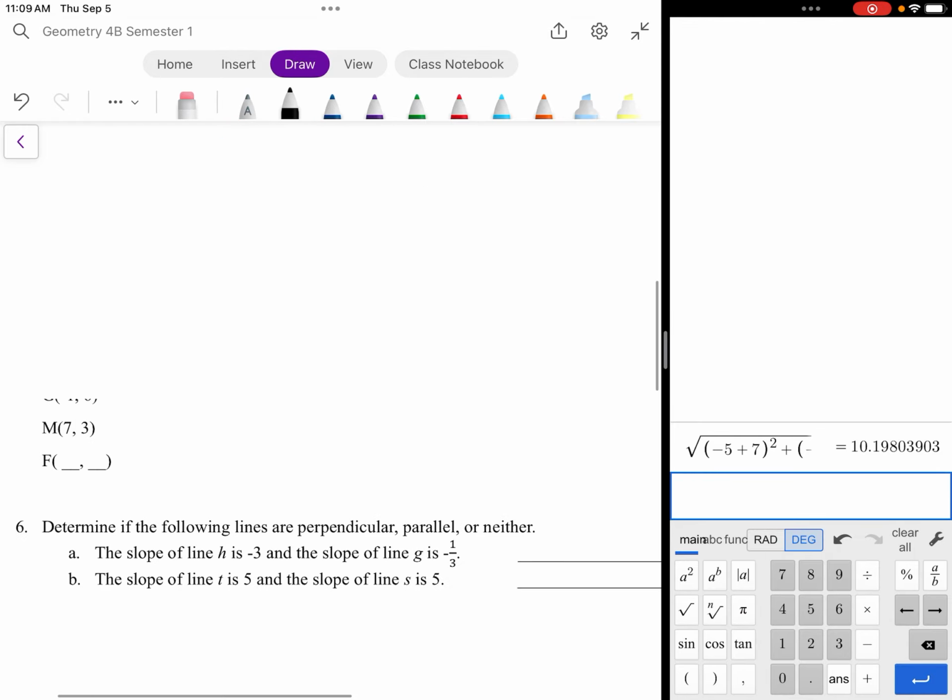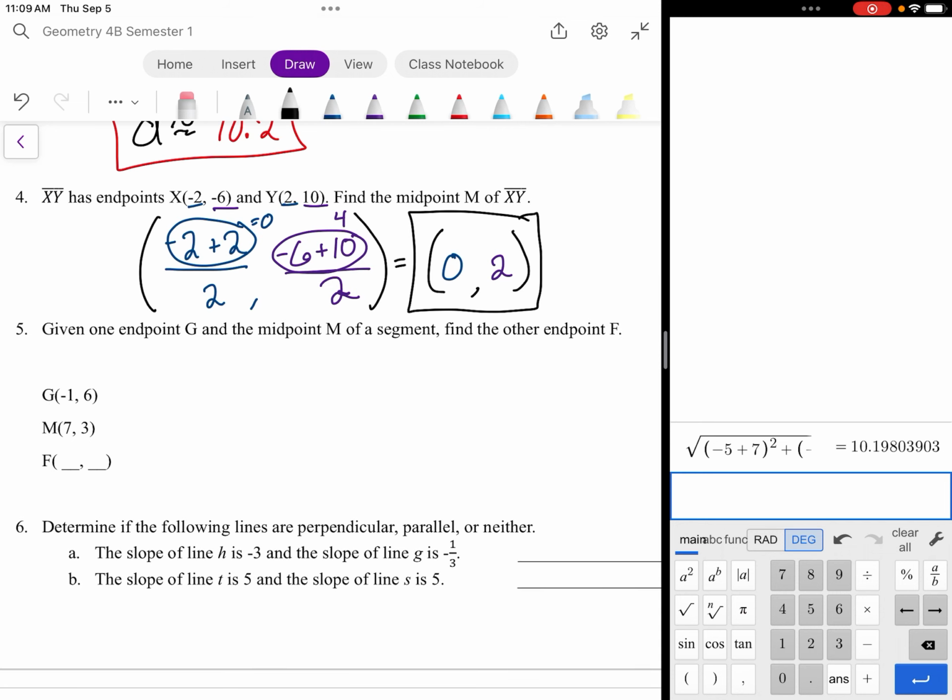For question 5, they give us one endpoint G and the midpoint M of a segment. They want us to find the other endpoint F. For this one, we drew just a segment with 3 points on it. M is in the middle because it's the midpoint. Then we have G and F on the sides. G is at (-1, 6). M is at (7, 3). We need to figure out the coordinate points for F.